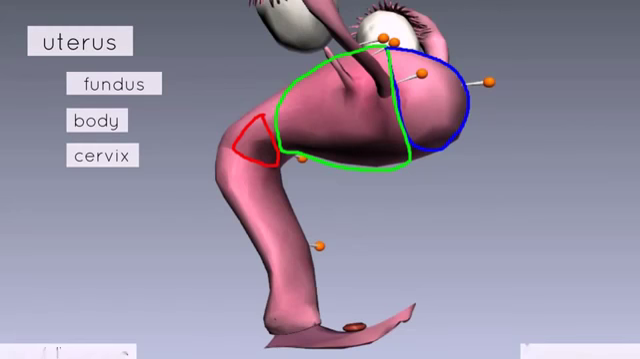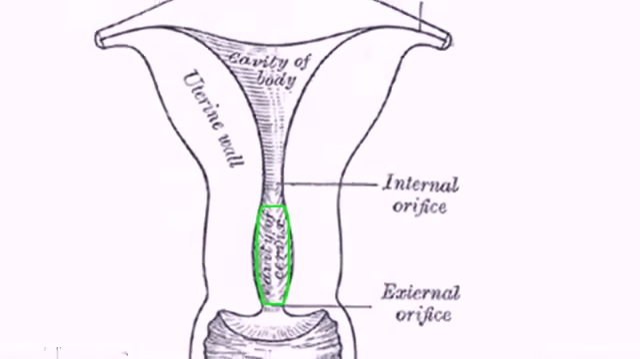So remember in the vertebrae, you've got the cervical vertebrae, so it just refers to the vertebrae which are in the neck. So cervix means neck. So the neck of the uterus protrudes into the vagina inferiorly. So you've got the fundus, the body and the cervix.